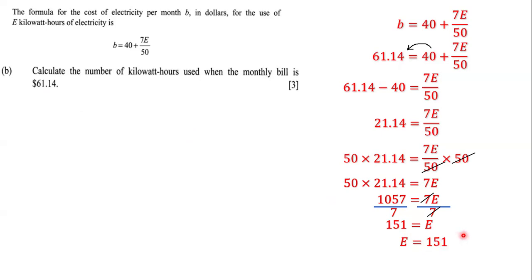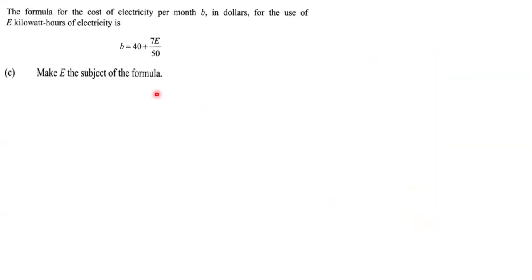Next, our goal is to make E the subject of the formula. So we have this formula here, and our goal is to make E the subject. The first thing that we're going to do is send 40 over the equal sign. So we have B minus 40. And the reason why it's minus 40 is because this was a positive 40. When we send it over the equal sign, it becomes minus 40. So we have B minus 40 is equal to 7E over 50.